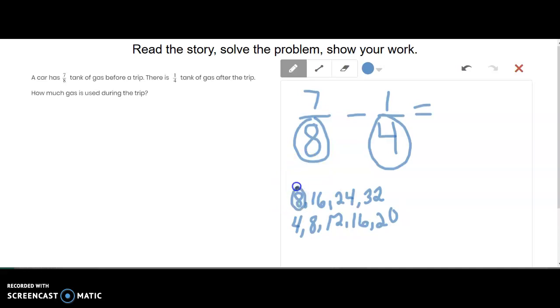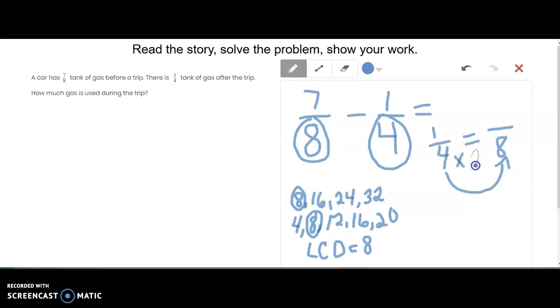So take a look. Here's an 8 and here's an 8. So my LCD is going to be 8. My least common denominator is 8. So for 7/8, I already have that 8 as the denominator. I need to take 1/4 and find an equivalent fraction with 8 as my denominator. So I need to go from 4 to 8 by multiplying 4 times 2.